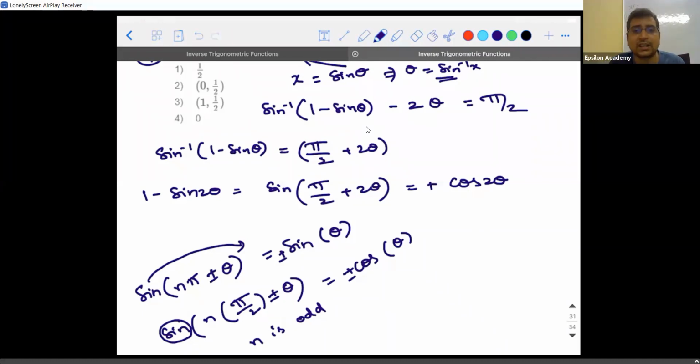One common mistake that will happen is people will write cos 2 theta and put a minus sign. Why do you think they're putting a minus sign there? Because they will see pi by 2 plus 2 theta, second quadrant, they will immediately start thinking cos is negative, so they will put a minus sign. No. What are you supposed to see?